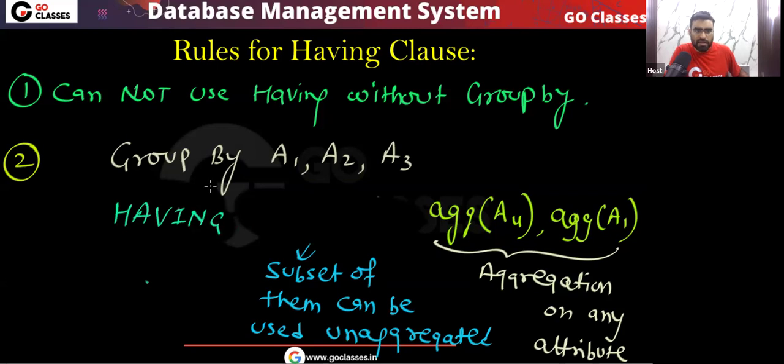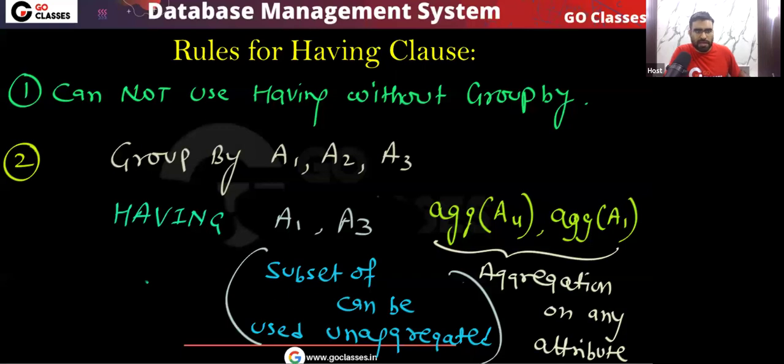Remember, in the group by we will have a list of attributes. In the having clause we can have a subset of these. For example, you can have A1, A3. Is this clear? You can have A1, A3, a subset of group by. So subset of group by can be used. Is this clear? Please tell me.